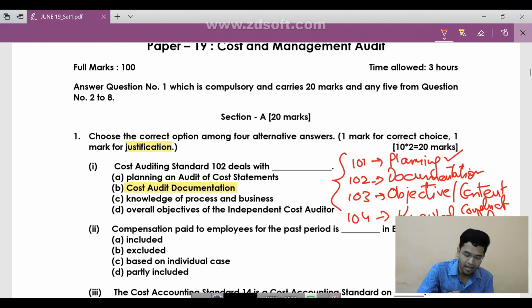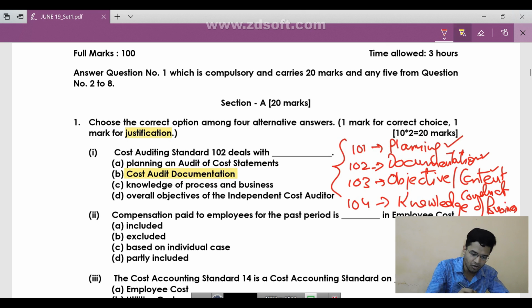Obviously, first we plan, then we document what have we planned, then we execute whatever we have planned. Execution means objective and conduct of our audit. Then we should have knowledge of business of the client where we are working. So first answer is cost auditing standard.